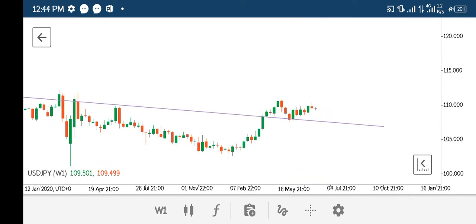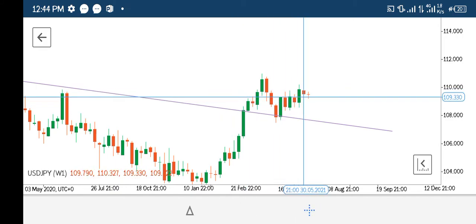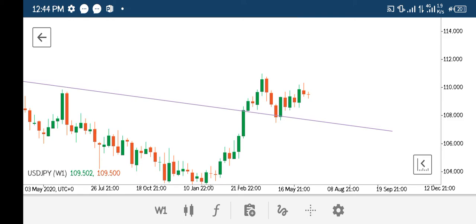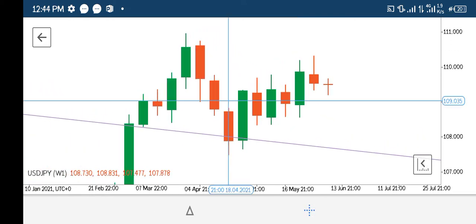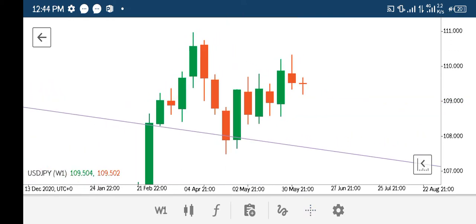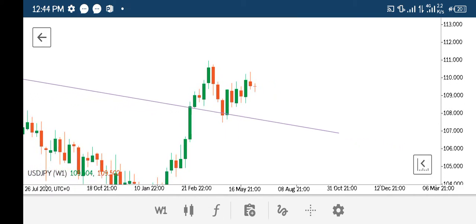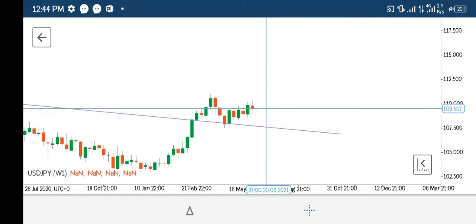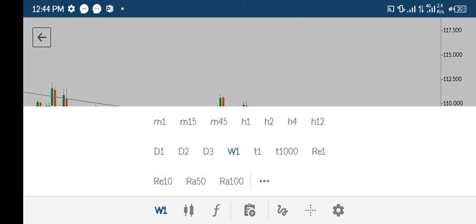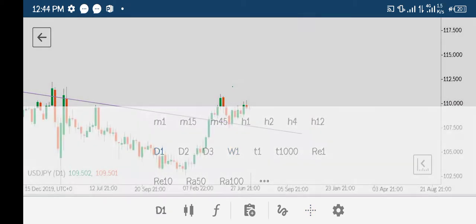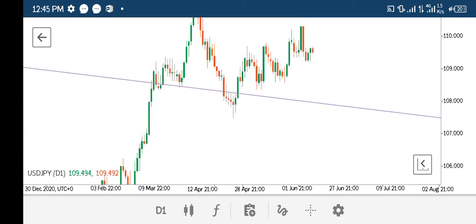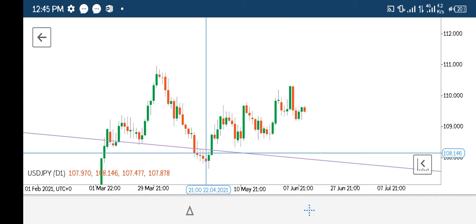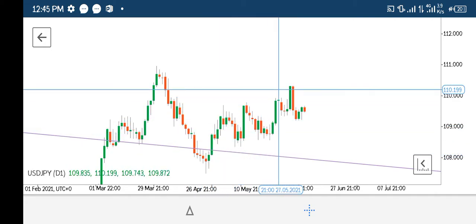Let me zoom in. At this point was the best point to have entered, after the close of this bullish candle that we see here. But unfortunately, we are at the point in time where the market is here. So what do we do? We come to a lower time frame. Let's make use of a daily time frame. Okay, so this is the movement we see on a daily time frame. We can see movement up here, up, down, up, down, up.